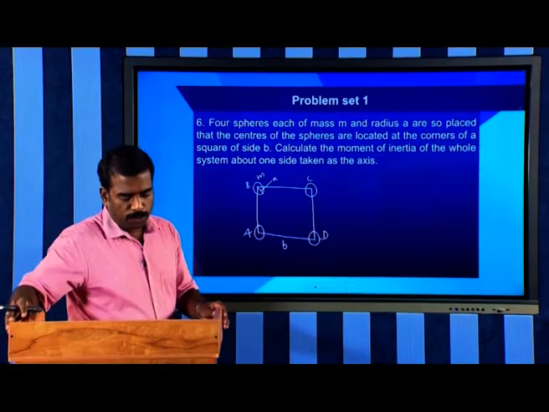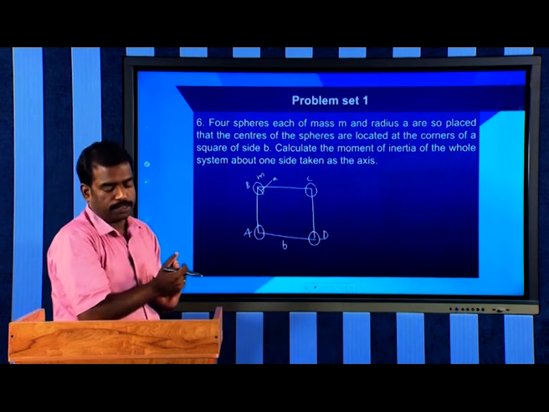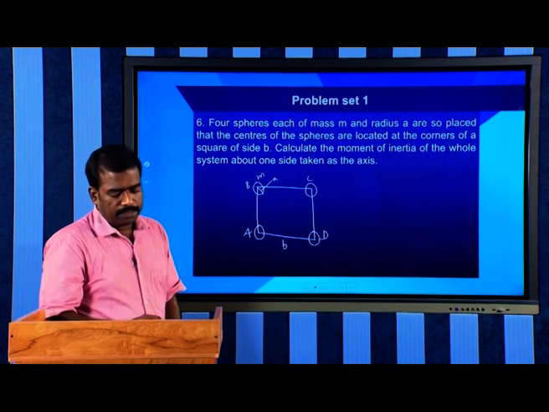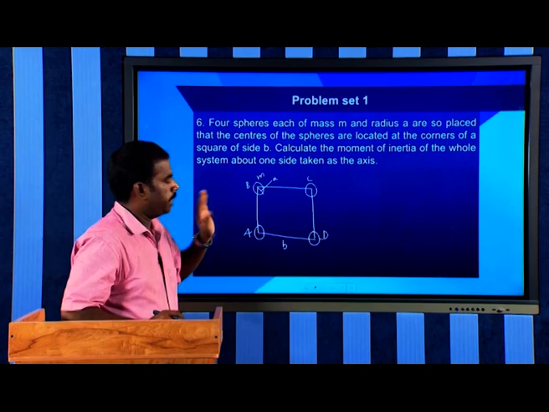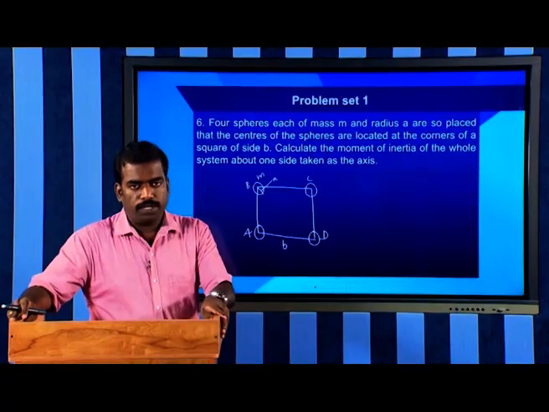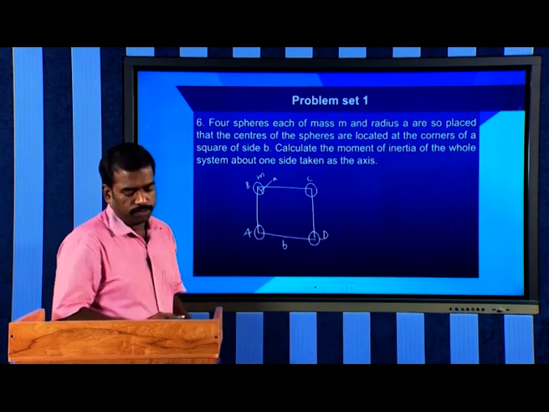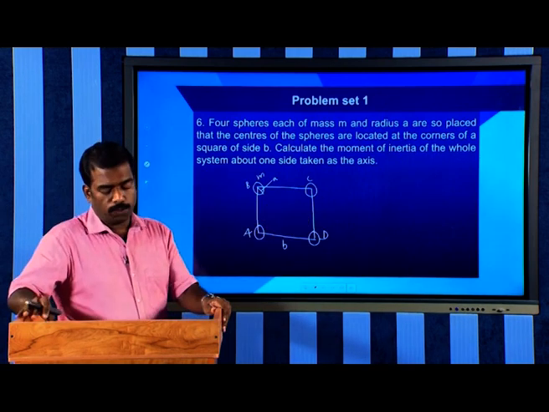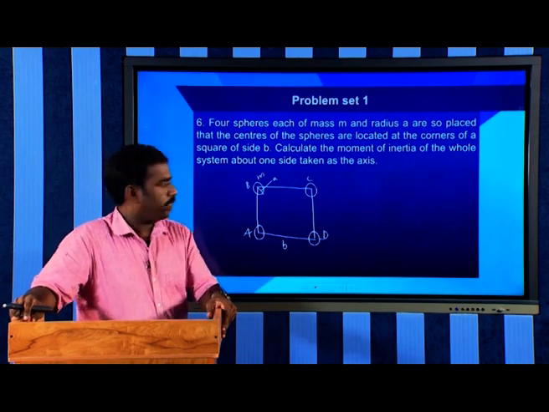We need to find the moment of inertia of the whole system about one side taken as the axis. If I am considering AB, you can consider AB or BC or CD or AD. First, we will find the moment of inertia of sphere C or D.